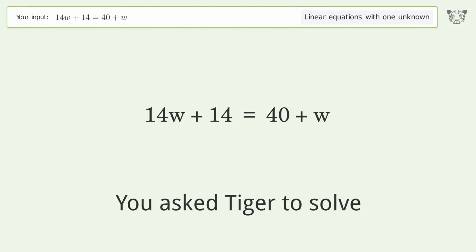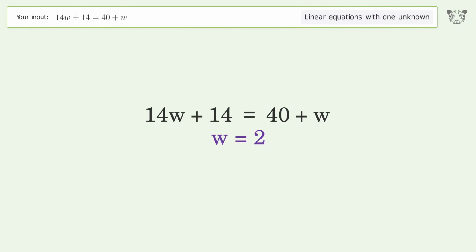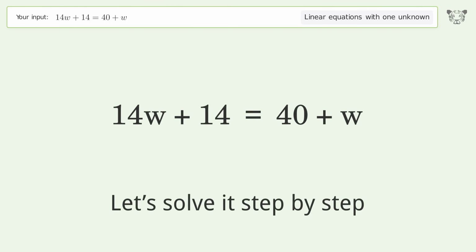You ask Tiger to solve. This deals with linear equations with one unknown. The final result is w equals 2. Let's solve it step by step.